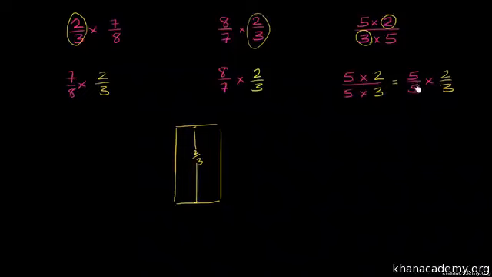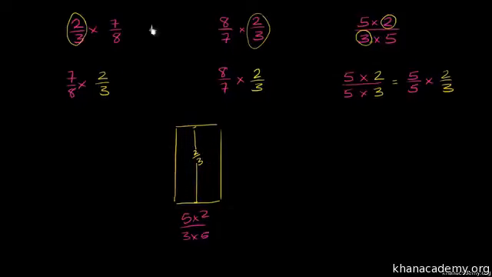5 over 5 is the same thing as 1. This is literally just 1 times 2/3. This whole expression is the same thing as 1 times 2/3, or really just 2/3. So the height here, 2/3, is the same thing as this thing over here. This could also be viewed as 5 times 2 over 3 times 5, which was this third expression right over here.